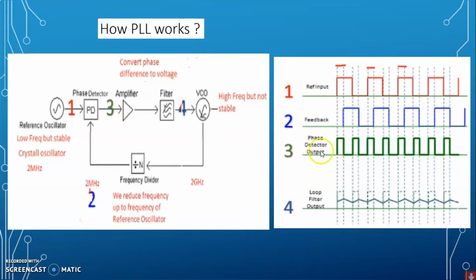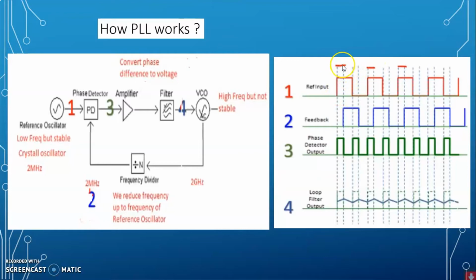Here it represents the error signal. The filter gives the constant output DC voltage. The phase detector output error signal is given to the filter through the amplifier. Note that the reference signal frequency is 2 MHz and the feedback signal frequency is 2 MHz. Hence the phase of the reference input signal and the phase of the feedback signal are the same.